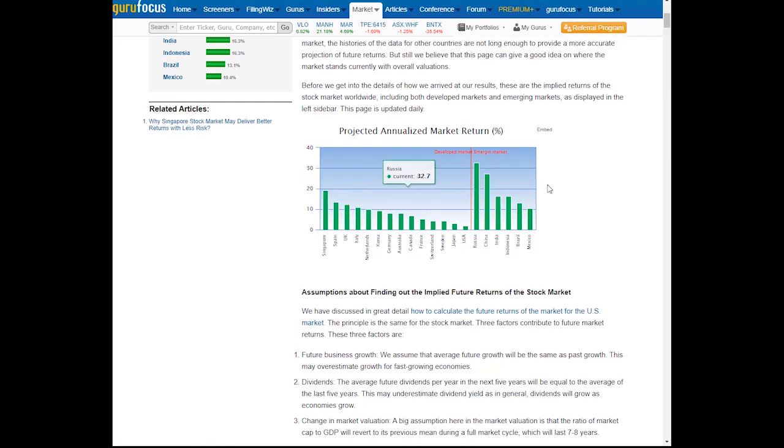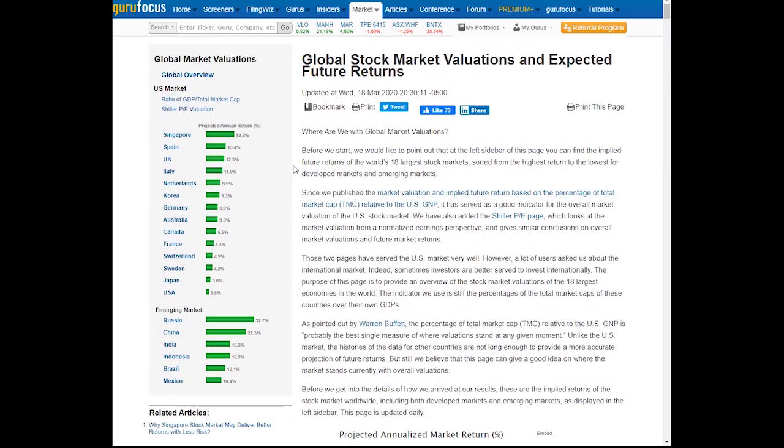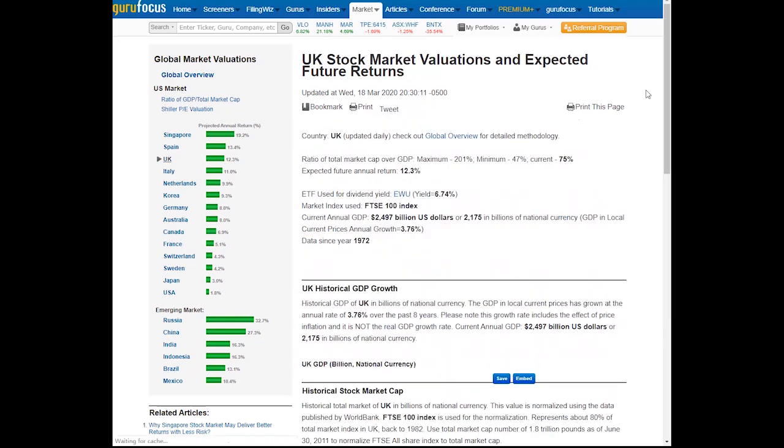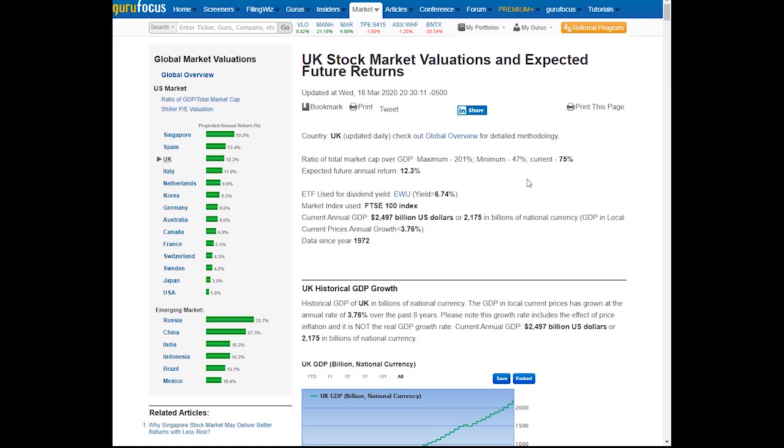If we check into the details, if I check the UK here, for instance, we find that the Buffett indicator for the UK is expecting a future return of 12.3% each year over the next 8 years, and this is a much better return than the US market. So it's probably much better to invest in the UK market instead of the US market.